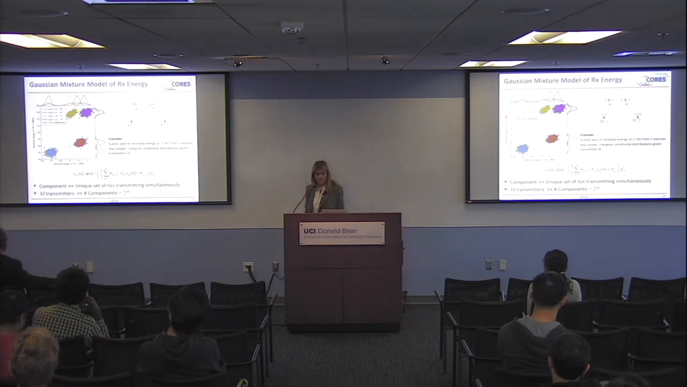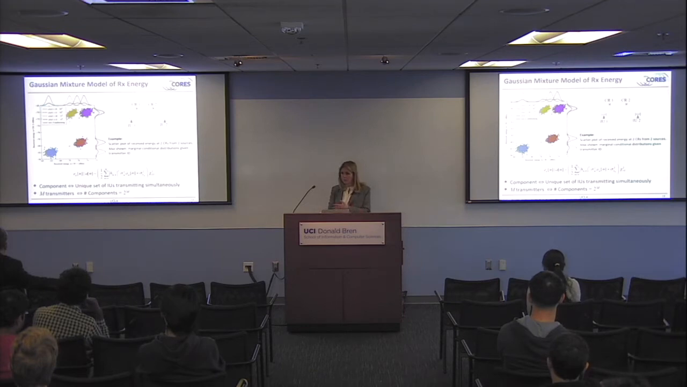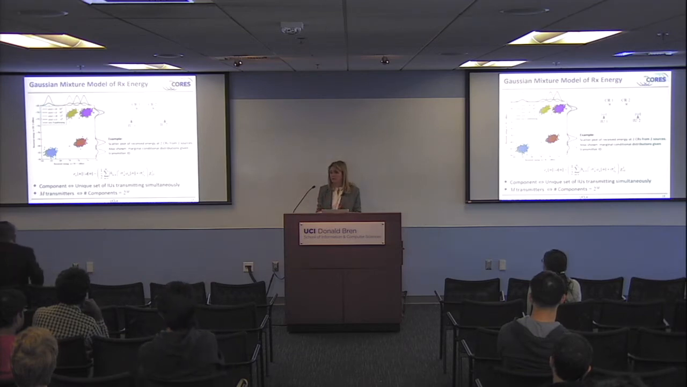In terms of complexity, with M transmitters, I have 2 to the M possible components, and there is a complexity associated with brute force in finding how many components you have and mapping them. What we have developed is a learning algorithm that iterates over these measurements and informs us both about how many transmitters there are, as well as, for each radio, the transmitters that it can hear.